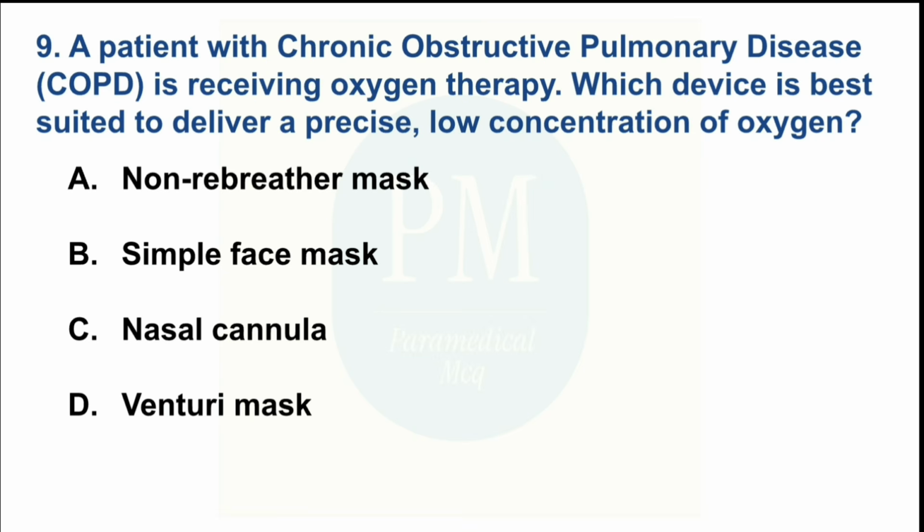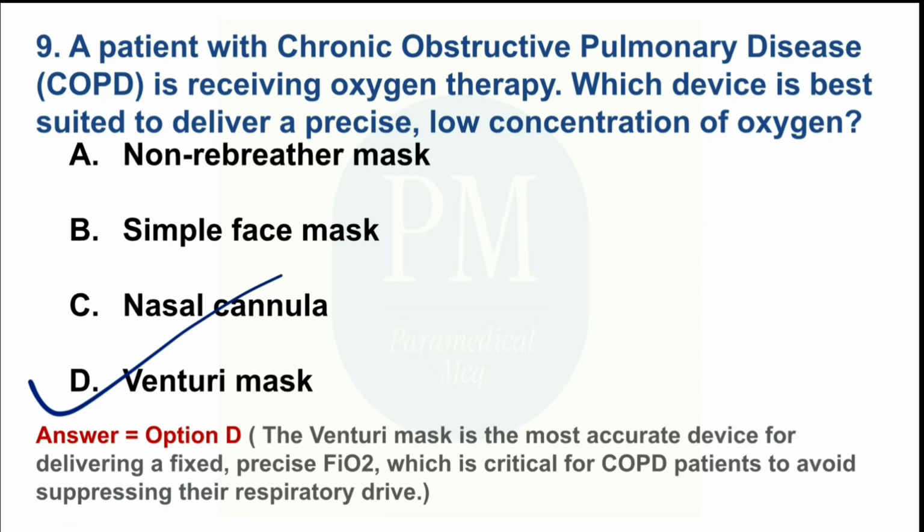A patient with chronic obstructive pulmonary disease, COPD, is receiving oxygen therapy. Which device is best suited to deliver a precise low concentration of oxygen? Option A. Non-rebreather mask. Option B. Simple face mask. Option C. Nasal cannula. Option D. Venturi mask. The correct option is option D. Venturi mask.